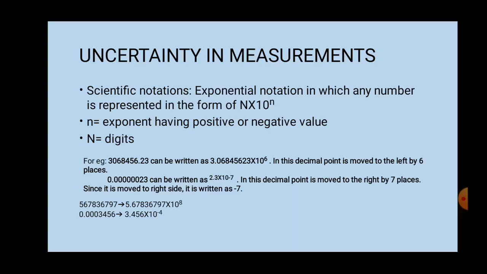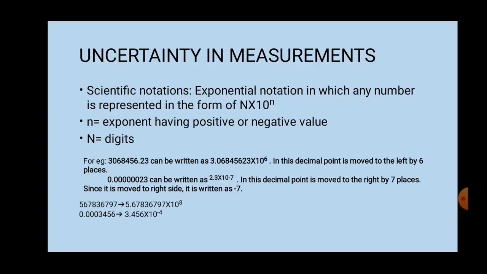Okay, in the second example, see here, 0.000023. It is very difficult to say the number. Even it is very difficult to put it in a calculator also. It is very difficult to calculate. Okay, so what we can do, this we can simplify. This number we can simplify with the help of scientific notation.